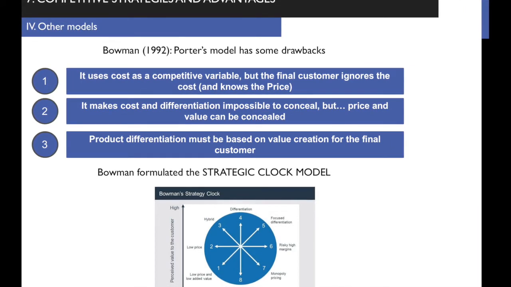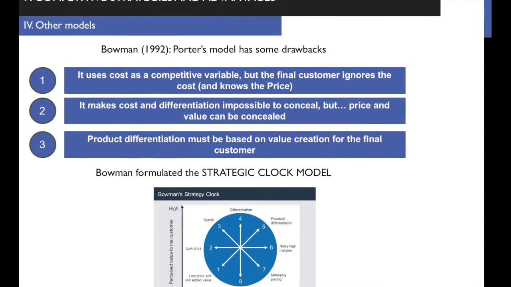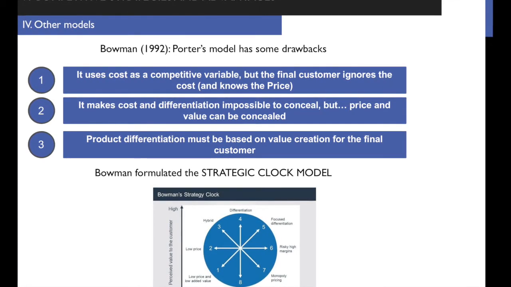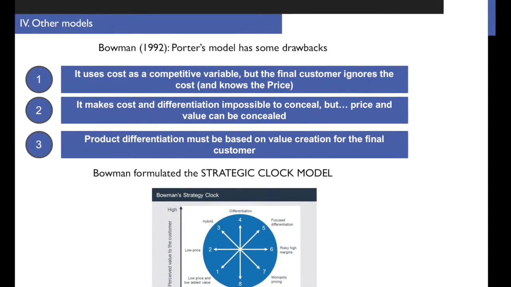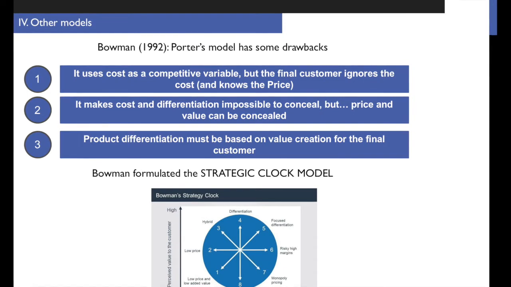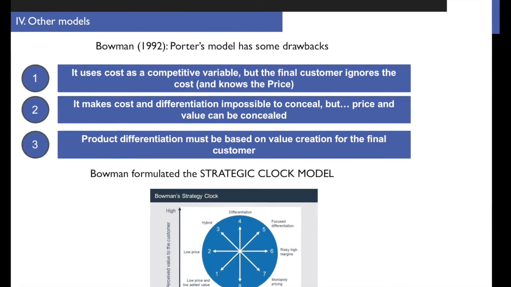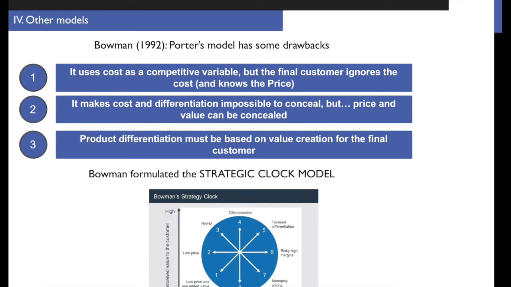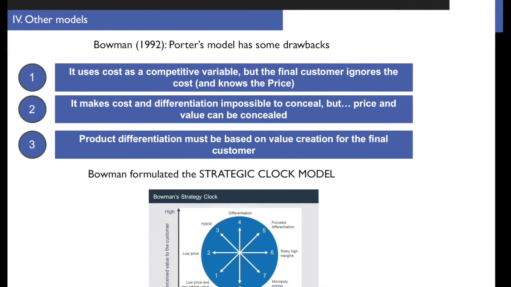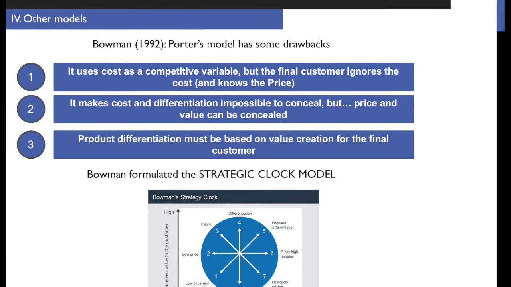But sometimes in real life, price and value, not cost leadership and differentiation, but price and value, can be conciliated. I mean, you can try to sell a product based on its price quality relationship. So there could be this kind of strategies. Finally, product differentiation must be defined considering the value creation to the final customer. So we must move it to value. That's why Mr. Bowman formulated a model called the strategy clock, which is this.